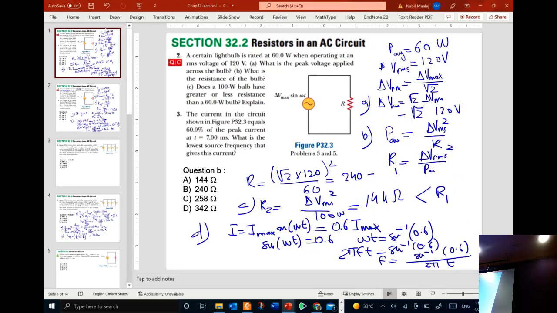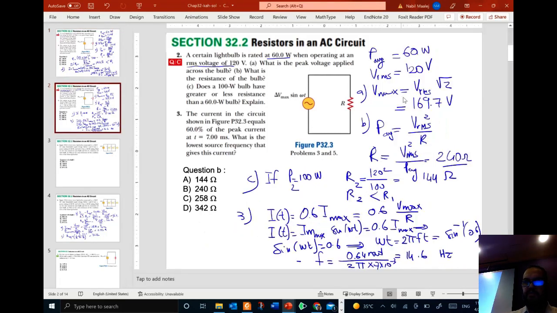Okay, so here the first question, we know delta V RMS is delta V max divided by square root of 2. So delta V RMS times square root of 2 is going to be 169.7.